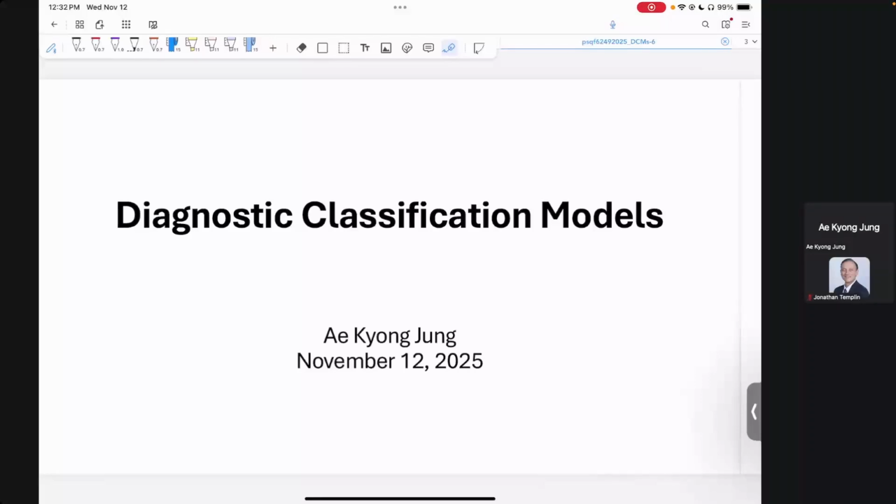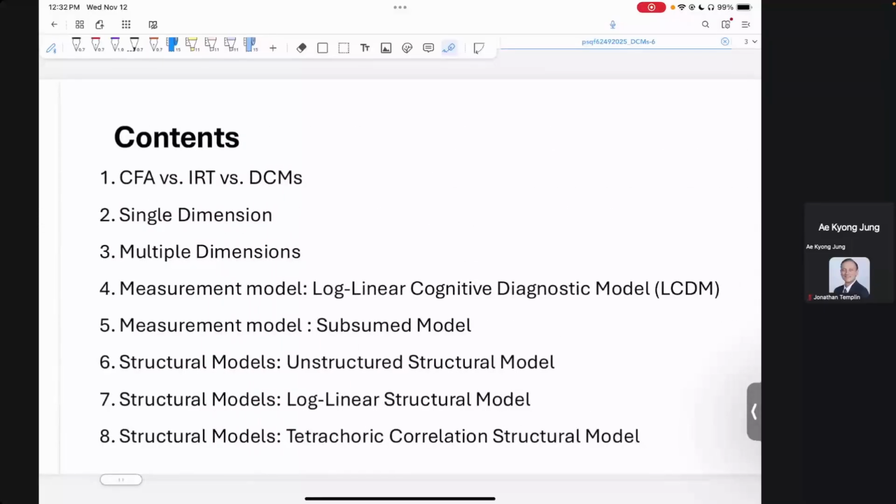Today, I'm going to talk about diagnostic classification models, and I'll start by comparing the familiar models, the confirmatory factor analysis model and item response theory, or IRT, with the DCM. Then I'll start with a single dimension and the terminology used in the DCM, and then I'll extend it to multiple dimensions. The DCM is composed of two different parts, the measurement model part and the structural model part. So we'll dig into that.